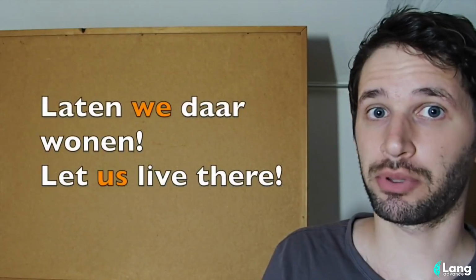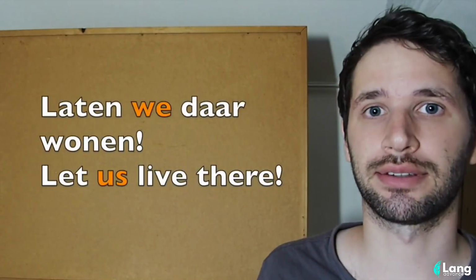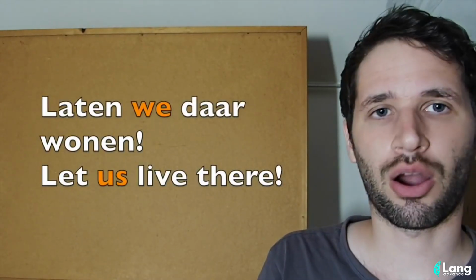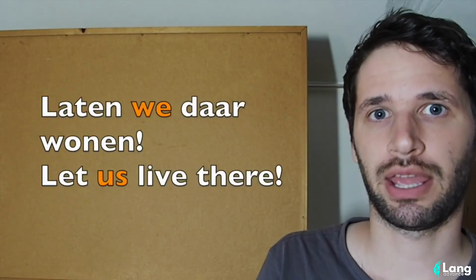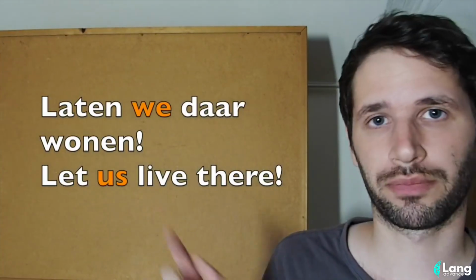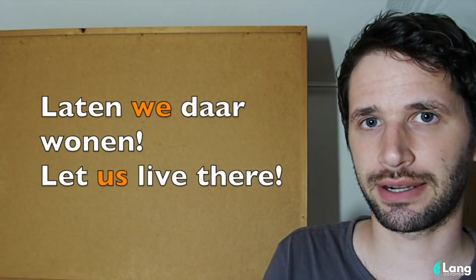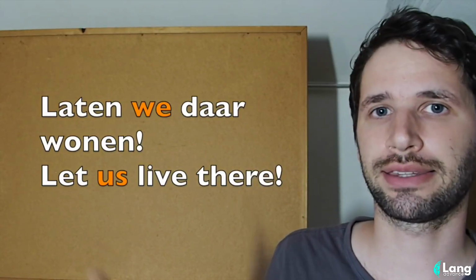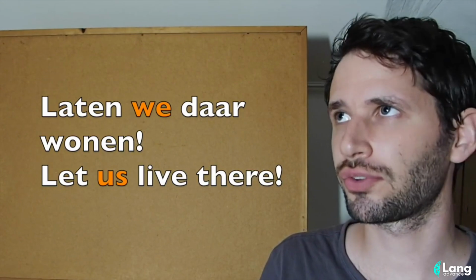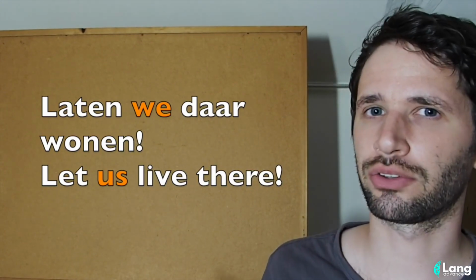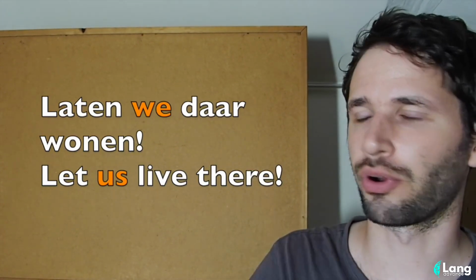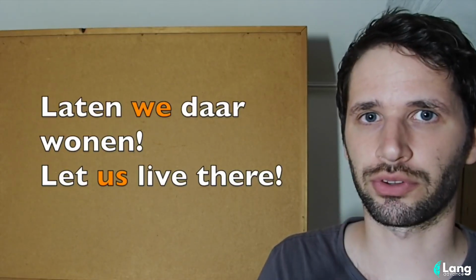One last remark. In the imperative, which we've talked about in the previous section, we've seen that laten we, that's with we. For example, laten we daar wonen. Let's live there. However, the imperative remains we. So don't make the mistake there that you would say let's, that's short for let us. So we have to use laten ons. But no. Laten ons, that's not Dutch.